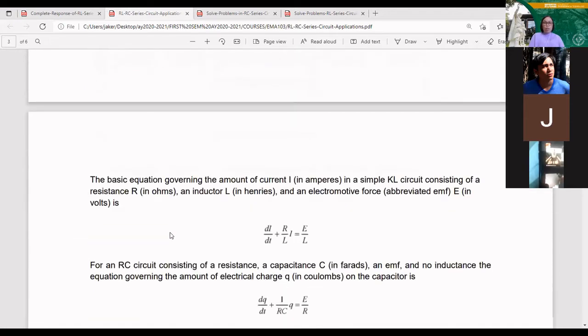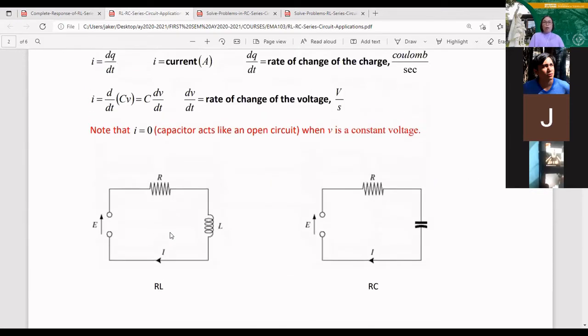Now, before I proceed to the DEs that will model our circuit, whether we have this type of circuit or this type of circuit, do you have any questions?